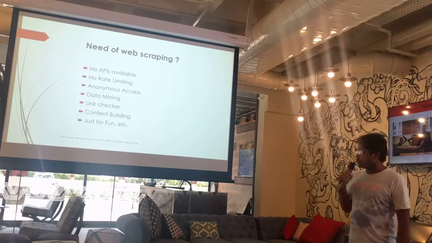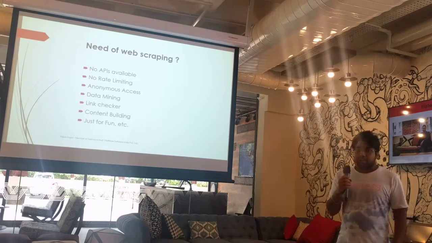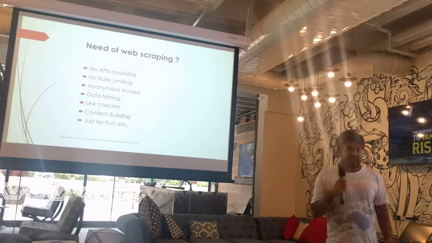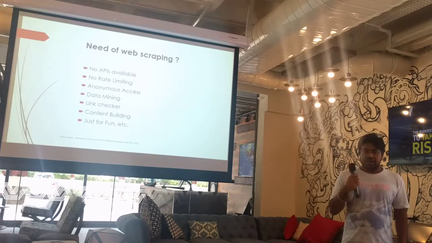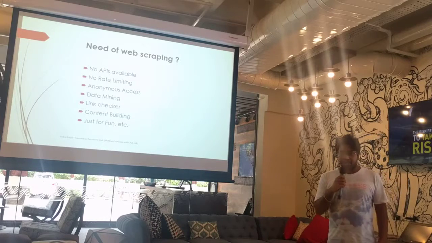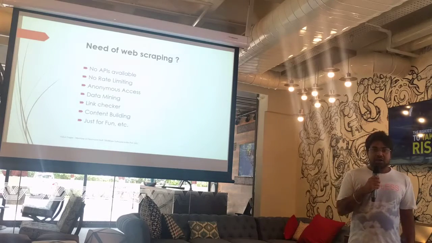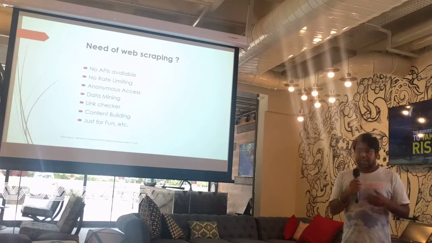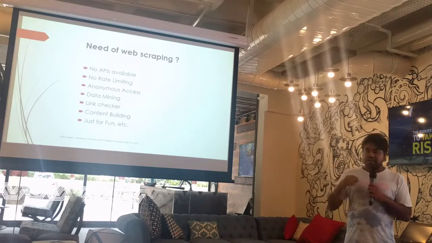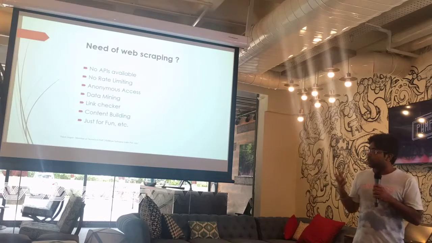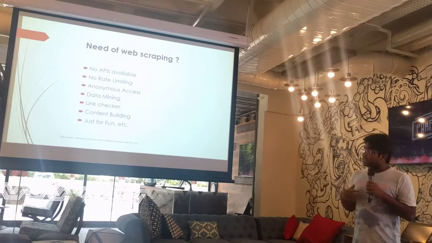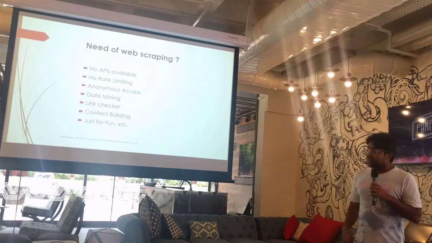Most people use web scraping for link checking. Suppose a site has millions of links, and after deployment or at a certain point, they want to know which links are broken. They can use web scraping to make simultaneous hits on every link and generate a response showing how many are forbidden and how many are bad requests. So it can be used in that way also.